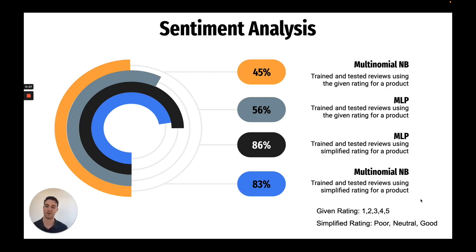So instead, we simplified the ratings to just be poor, comprised of 1 and 2, neutral being 3, and then good being ratings 4 and 5, and then tried to use these models again. And ultimately, we were able to achieve much higher accuracies, 86% for the MLP and 83% for the multinomial naive Bayes. One of the things that is important to take into consideration here, not just the accuracies, is the time required for training. Multinomial naive Bayes was only a few seconds, whereas MLP was closer to the 30-minute to hour mark. So definitely something to consider in the future when looking at different models for sentiment analysis.